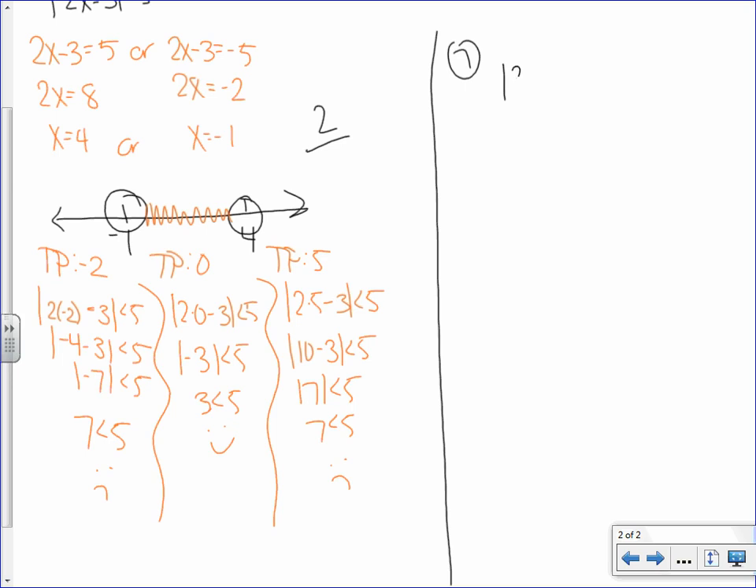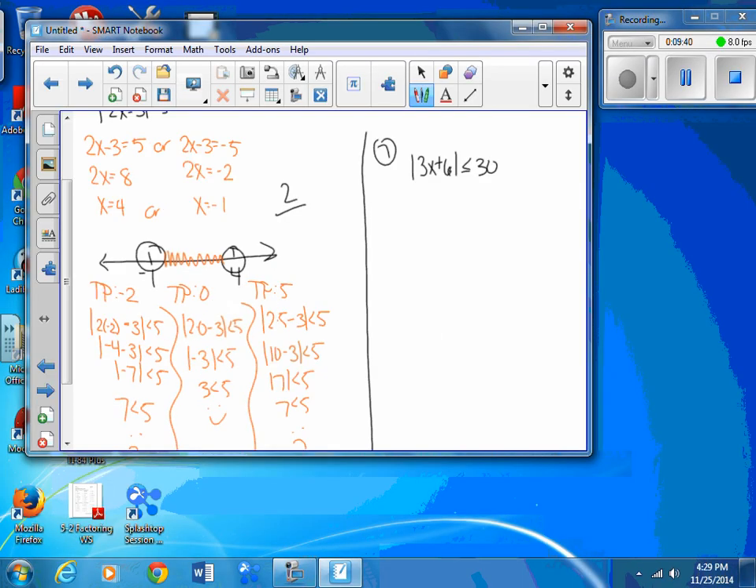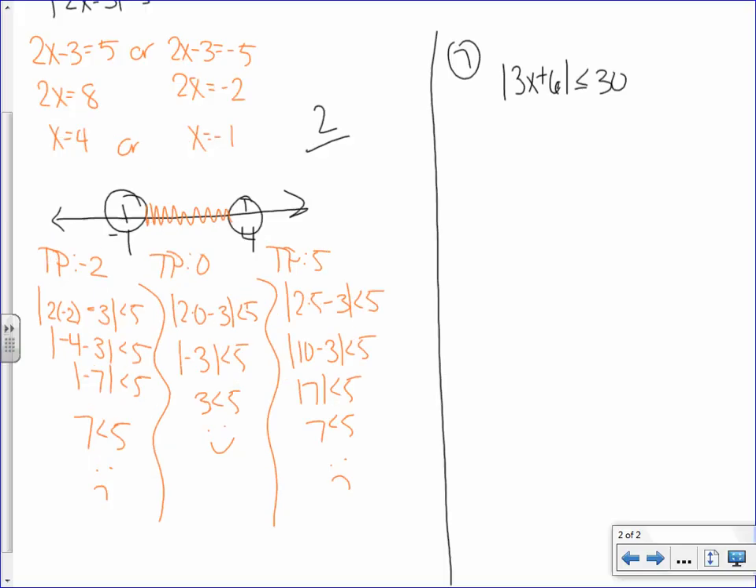This is the absolute value of 3x plus 6 is less than or equal to 30. I'm just going to see how I'm doing on time. Okay. So let's make it an equation to figure out what's on our number line. So make it equal to 30. Now we can break it into our two cases. So 3x plus 6 equals 30, or 3x plus 6 equals negative 30.